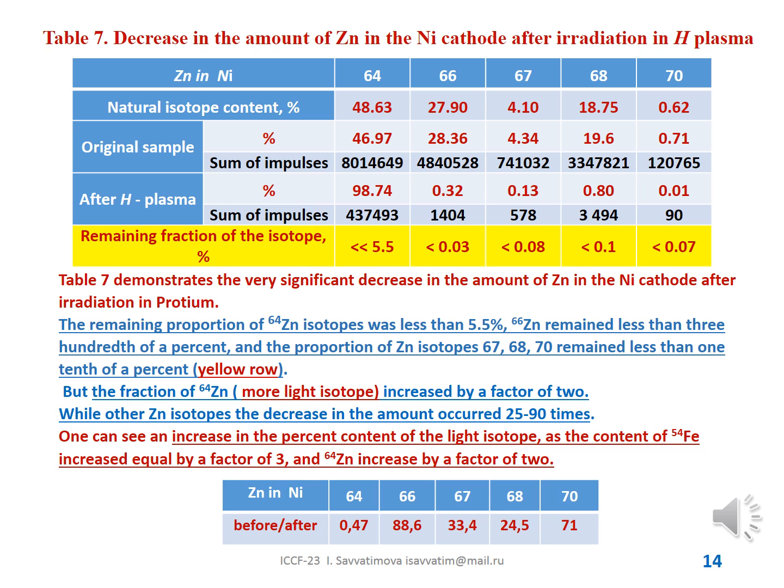One can see an increase in the percent content of the light isotopes: the content of iron-54 increased by a factor of 3, and zinc-64 increased by a factor of 2.